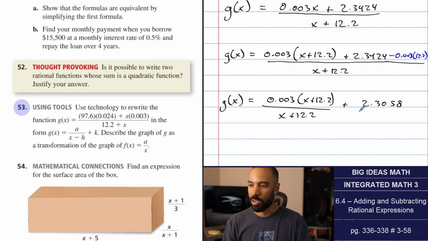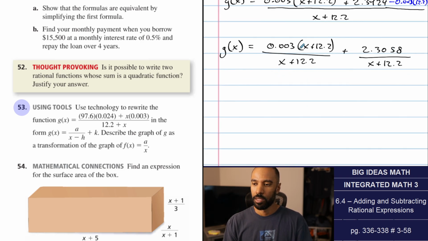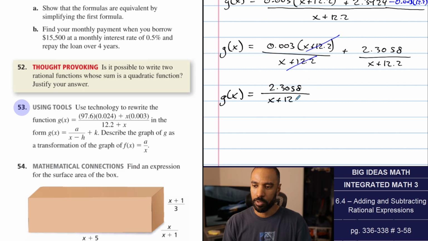2.3058, and this is all divided by the same x plus 12.2. So these go away. This never would have been good on the graphing calculator to figure out what we're approaching, things like that. So now my answer is 2.3058 over x plus 12.2 plus 0.003.